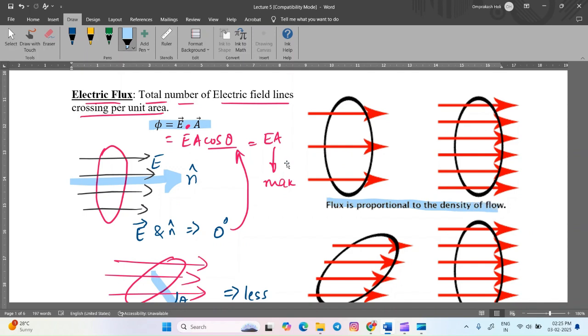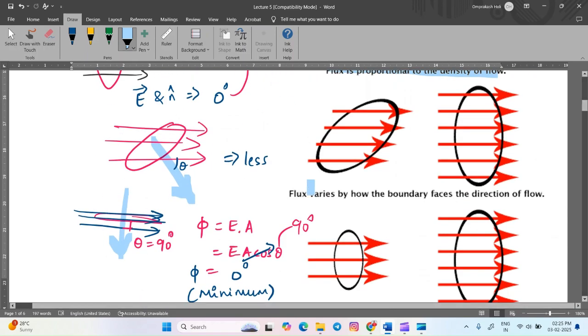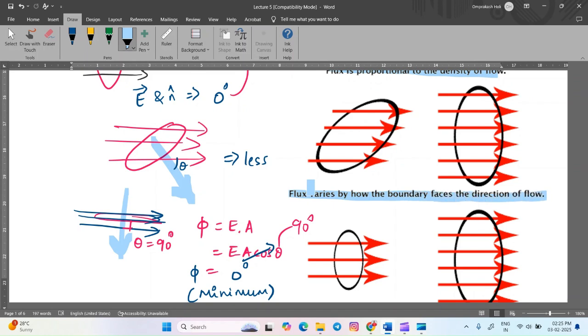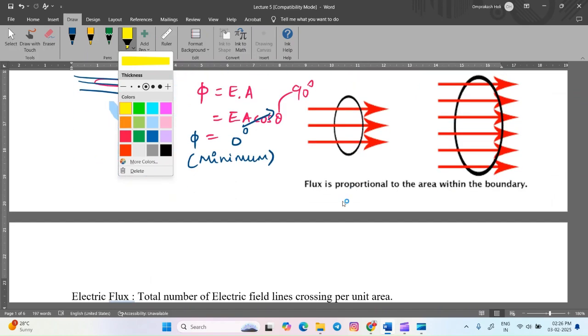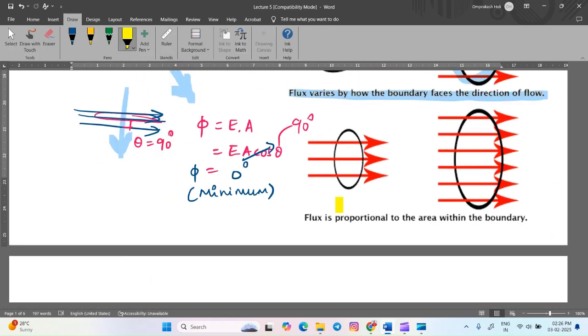Flux is proportional to the density of flow. How much the flow density is there, it depends on the area. It is directly proportional to the density of the flow. Flux varies by how the boundary faces the direction of flow. The direction of flow is in this direction and the boundary is this way. How the boundary faces matters. Flux is also proportional to the area within the boundary. If the area is small, flux is also small. If the area is large, flux is also large, because here, since the area is less, very less electric field lines pass. Here the area is more, so more electric field lines pass.